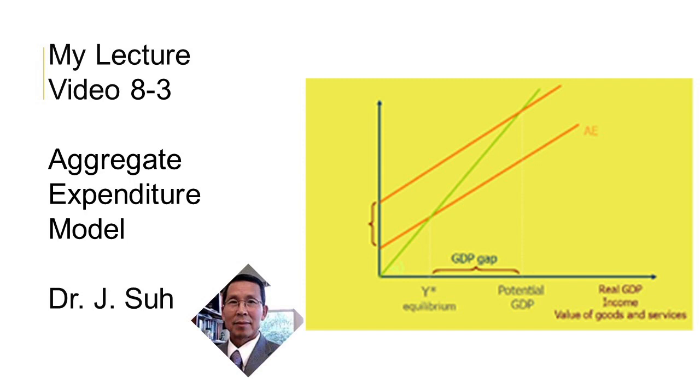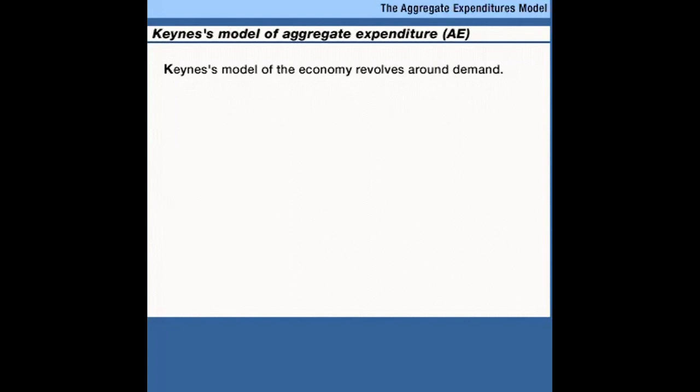We're building a model of the macroeconomy, and this model that we're building is based on the idea of John Maynard Keynes, that the economy is, at its heart, driven by demand. The model that we're building is called the aggregate expenditure model. Aggregate expenditure meaning demand, what people are planning to spend.